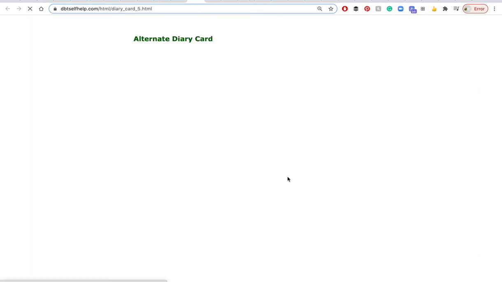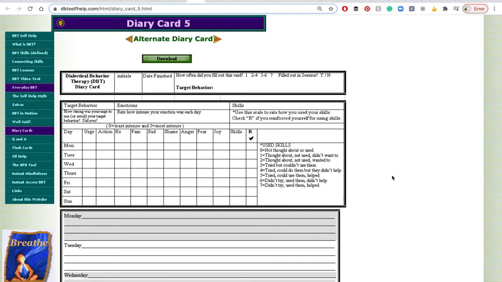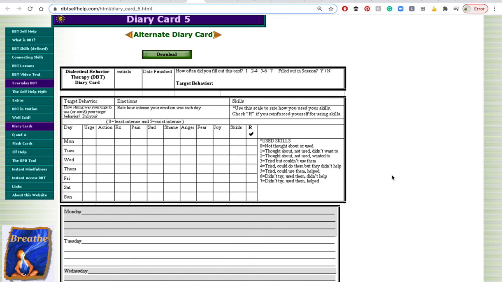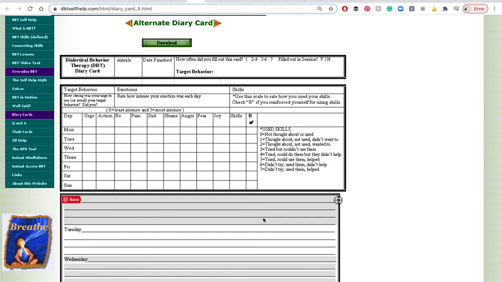I will go to 5, and then I will show you the fillable one because they're probably looking very, very similar, and you'll notice patterns in all of them as well. This also has that kind of diary card, that diary format, that journal format. It also has that 1 to 7 about using skills, which I find early on can be really useful specifically.